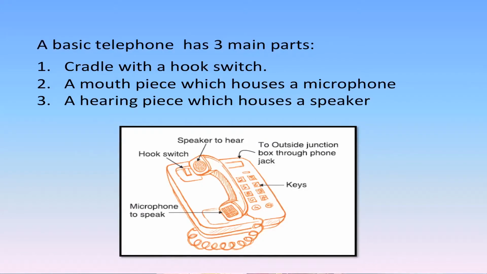The microphone receives our voice and converts it into an electrical signal. Similar process occurs inside the mouthpiece of the telephone. The basic telephone has three main parts: the cradle with a hook switch, a mouthpiece which houses a microphone, and a hearing piece which houses a speaker, which is usually an 8-ohm speaker. The speech is controlled by a mouthpiece which contains a mic.